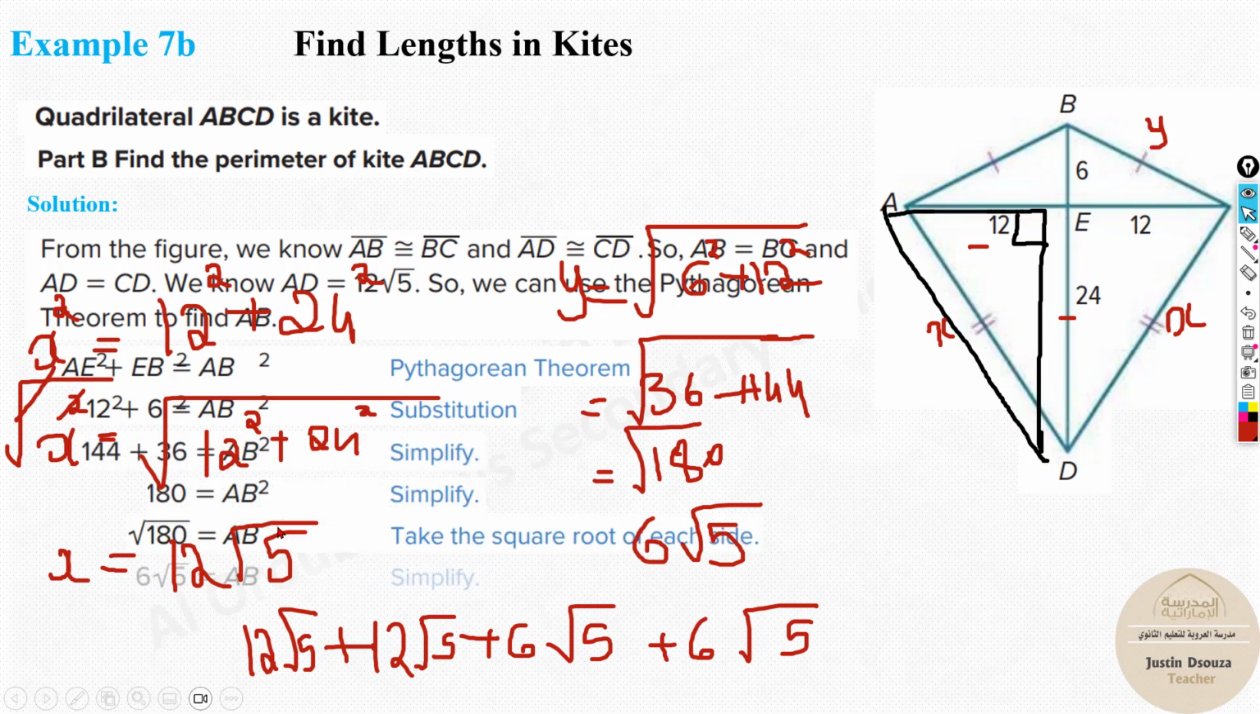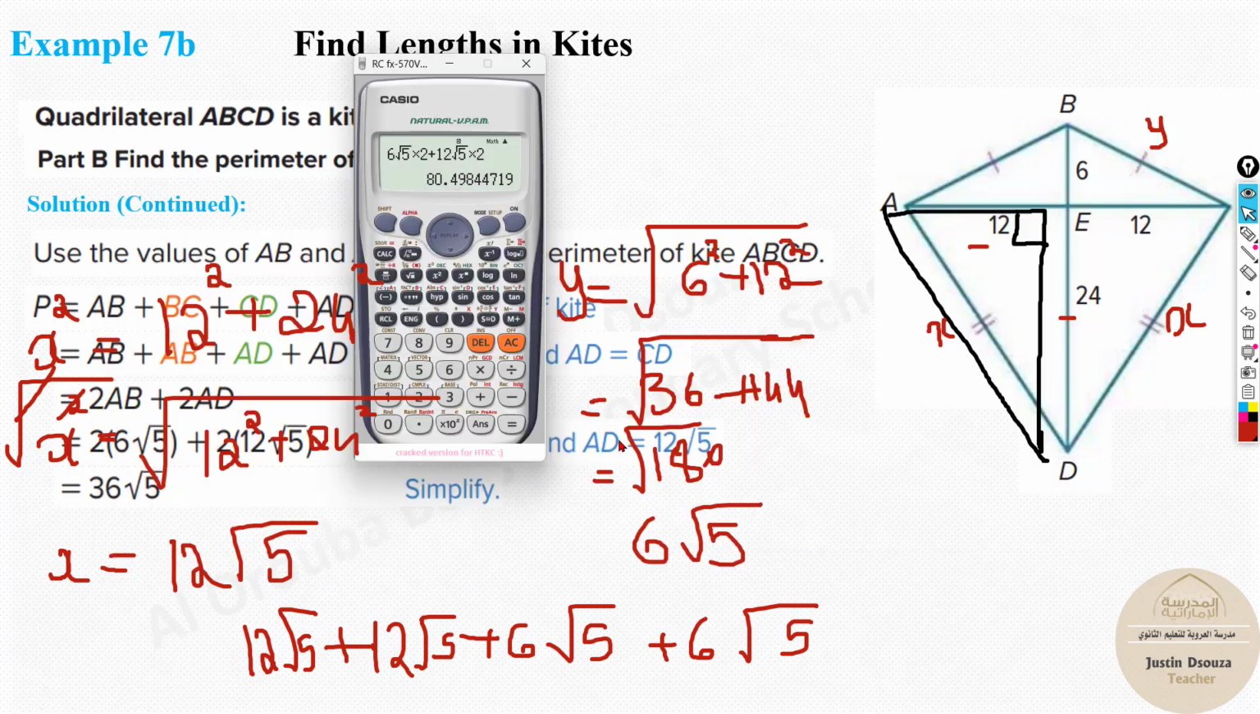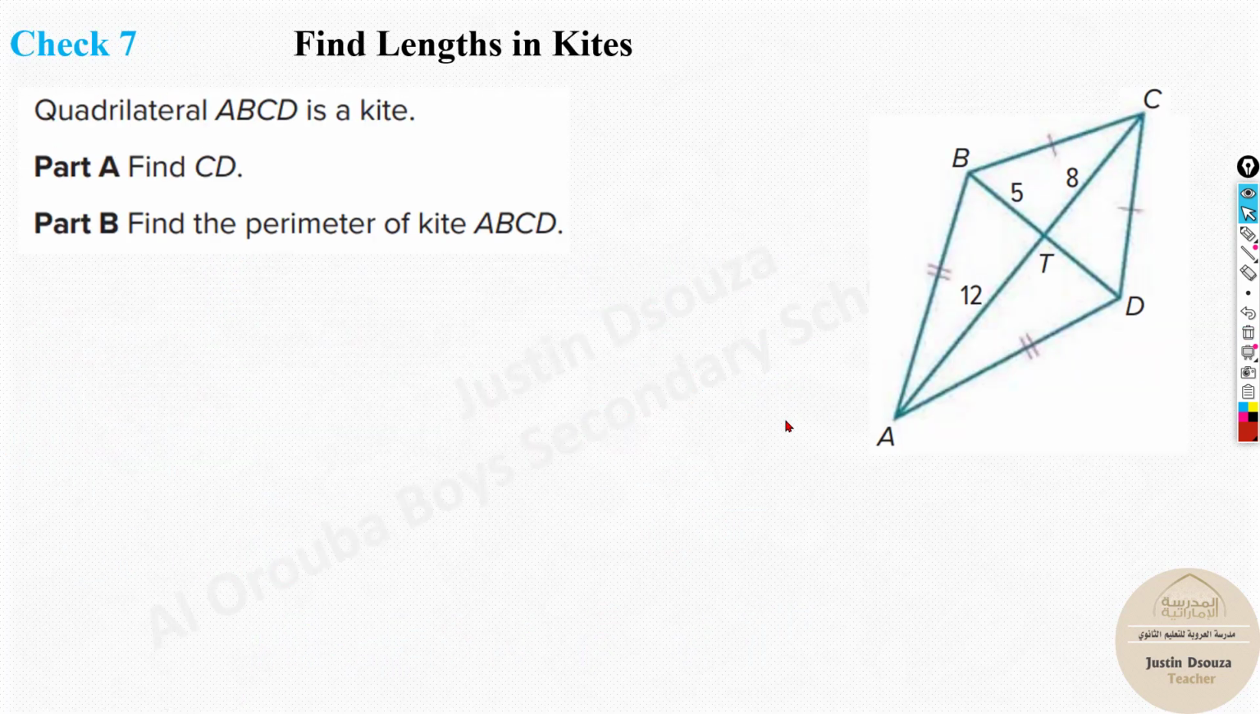You can see the perimeter. After finding this y, that is 6 root 5, you need to just add up all the measures and you get 36 root 5, or 80.5. I hope this is clear. Basically, we are finding the sides over here. How do we find the sides? Using Pythagoras theorem, because both the diagonals will intersect each other perpendicularly. That means 90 degrees are formed. Then you can use Pythagoras theorem to find the sides. If you find one, it's enough, because both these sides are equal, and here also at the bottom both are equal. This is how we easily solve it.